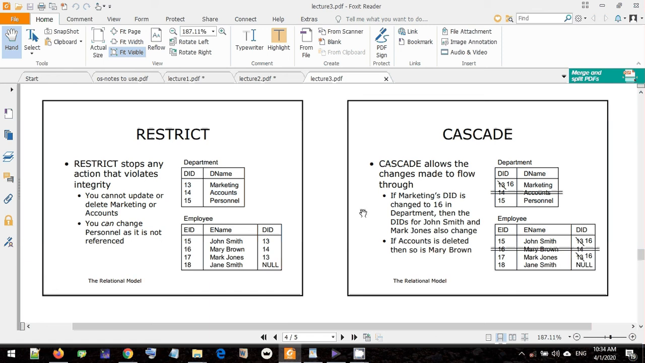Or, you could do cascade. Cascade allows changes to flow through. For example, if the marketing DID is changed to 16, we go to the table where it was referenced, where we have 13, and we change the 13 there to 16. If we delete the accounts tuple, whose ID is 14, we go to the rows with ID 14 and delete those tuples there too. That is what we call cascade. You make the changes flow through.